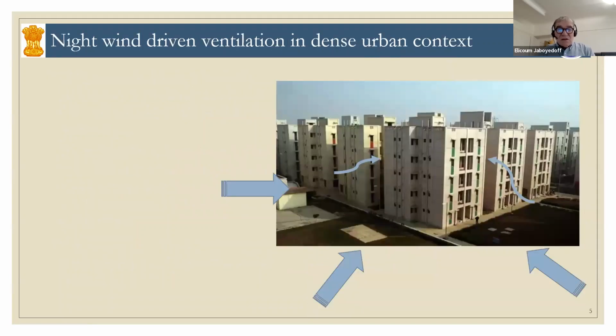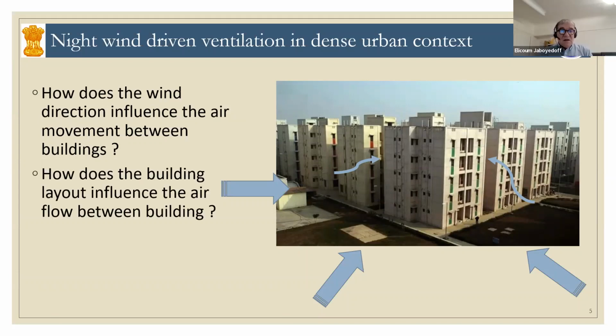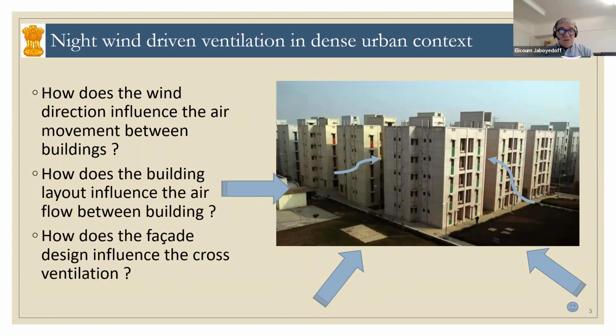Now, if we look at the issue in India, especially, is that there is a very high dense urbanization with very narrow space between the buildings. So one of the questions is, how is the wind direction influencing the air movement between the buildings? Why the building layout, how does it influence the flow between the building, and how also the facade design can influence the cross ventilation potential?